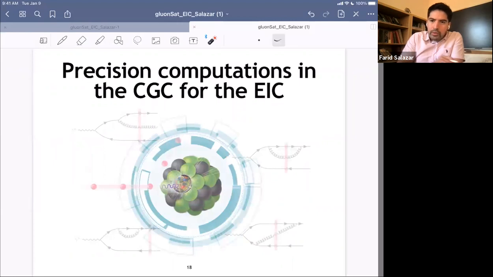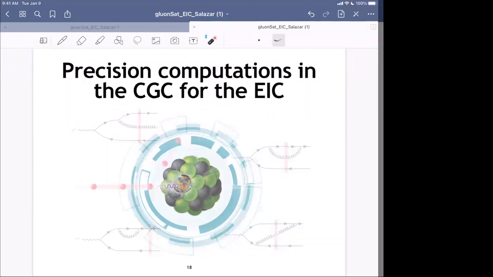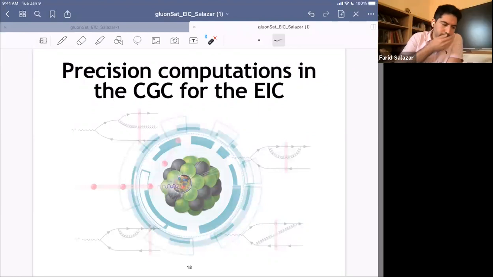Okay, so now in the remaining 20 minutes or so, let me tell you about the status of precision computations in the CGC, unless there is any question that you guys might have. Let me take just a few seconds of a break in case anybody has any questions. I just want to mention that if anybody has any question and you don't want to ask now, you can always leave it in the chat window. Okay, so let me move on.